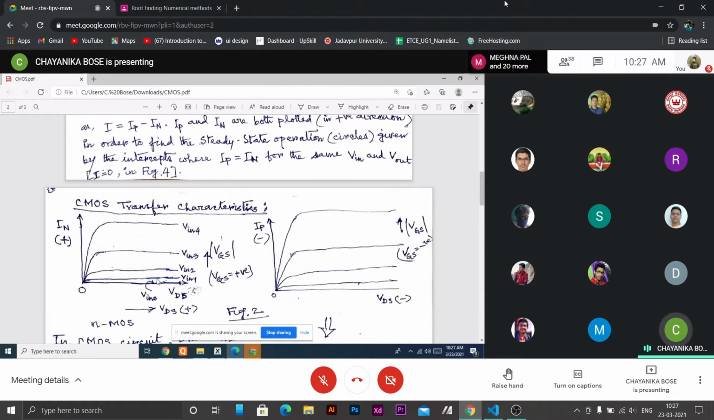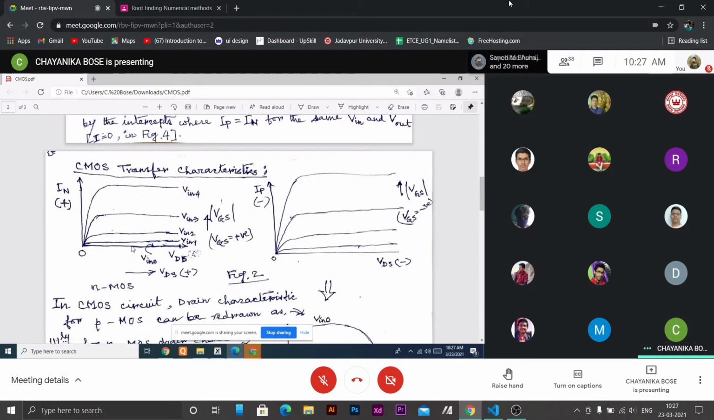So for V input 1, then V input 2, it is square dependence. I is proportional to (Vg minus Vt) square. মনে করে দেখো saturation region এ. So this is V input 1, then V input 2, 3, 4. They are not equispaced, unlike in a transistor. So there is square dependence. So this is the characteristic of NMOS.